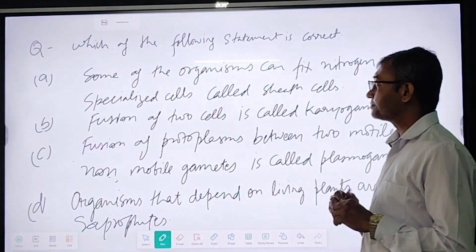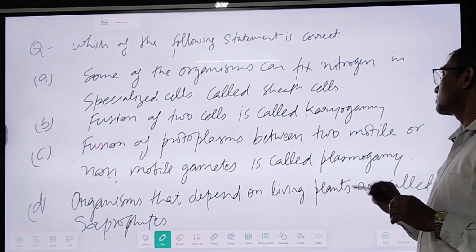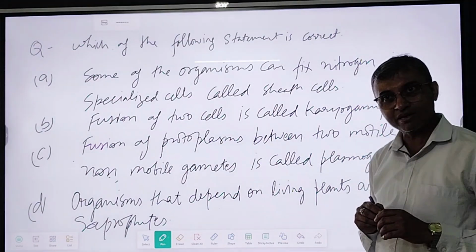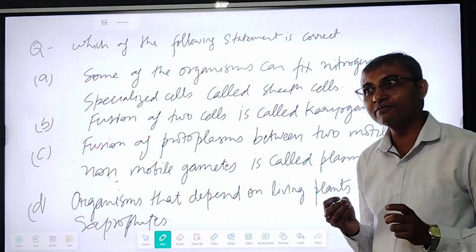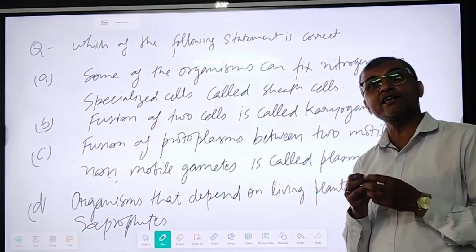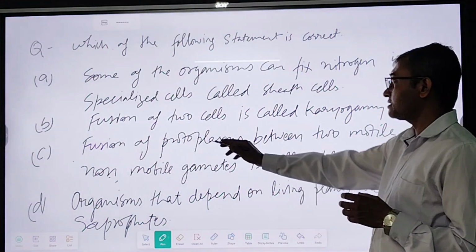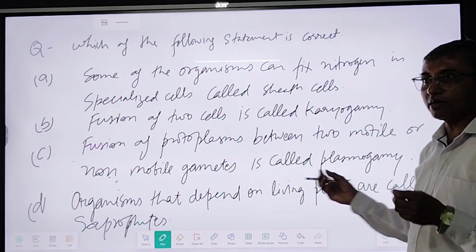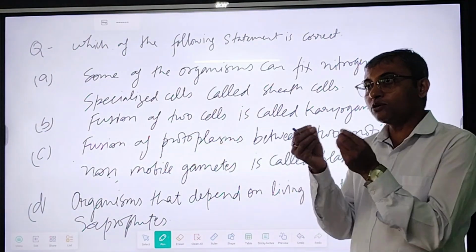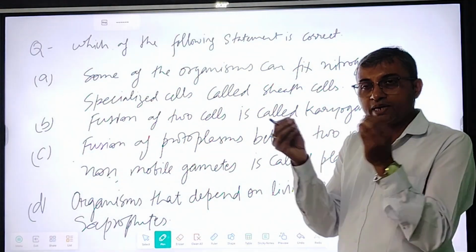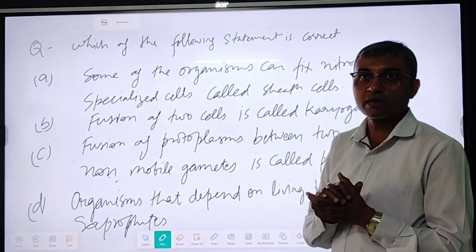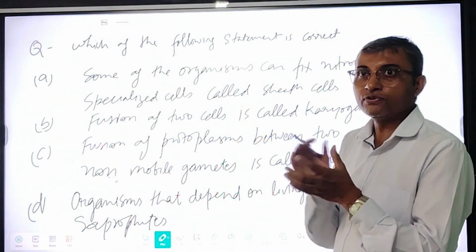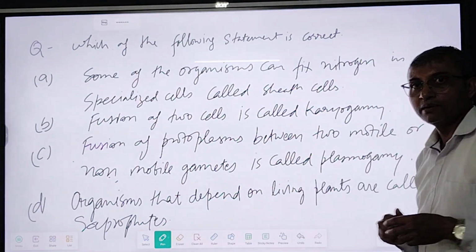Second thing, fusion of two cells is called karyogamy? No. Karyogamy is the fusion of nuclei. Then see, fusion of protoplasm between two motile or non-motile gametes is called plasmogamy. You know very well that when two motile or non-motile gametes fuse together, first of all it is the cytoplasm that fuses. So that is known as plasmogamy.